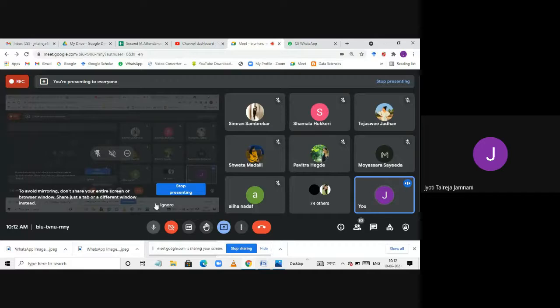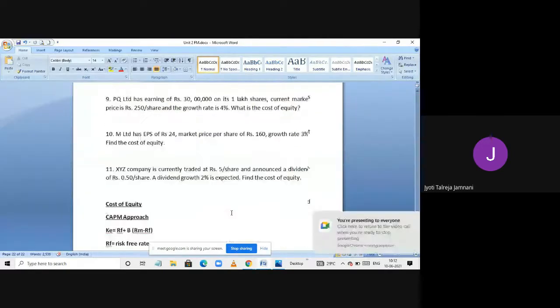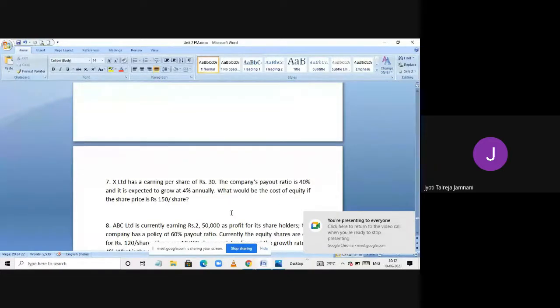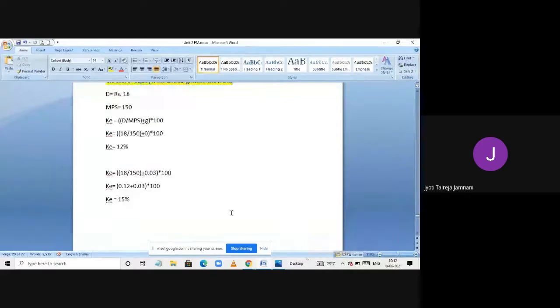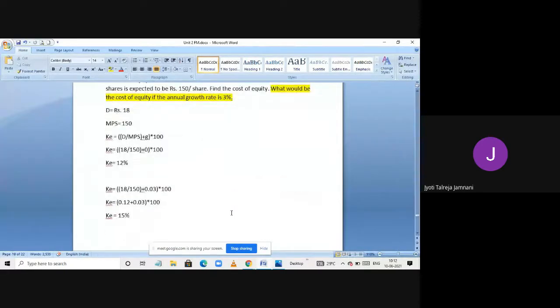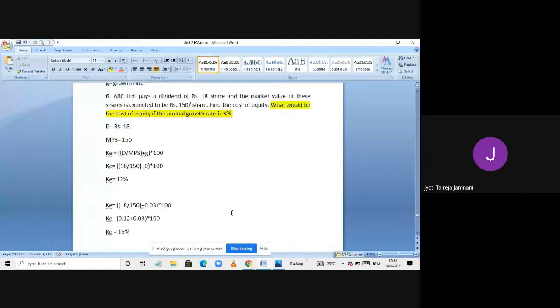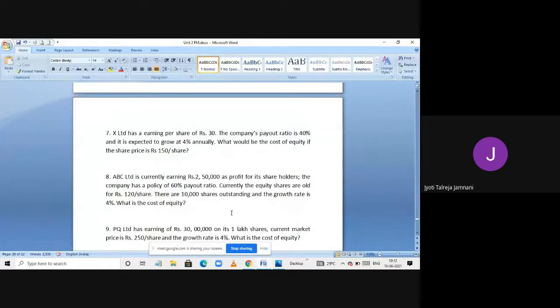Yesterday we were discussing cost of equity. We continue with the sum. We've done the first sum. Now let's start with the second sum. X Limited has an earning per share.